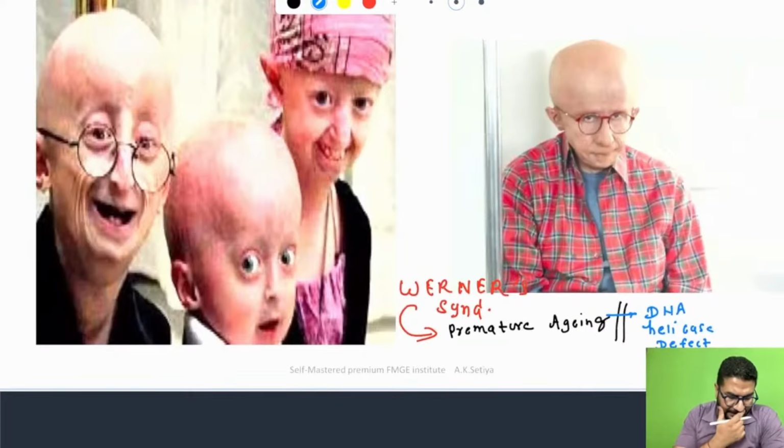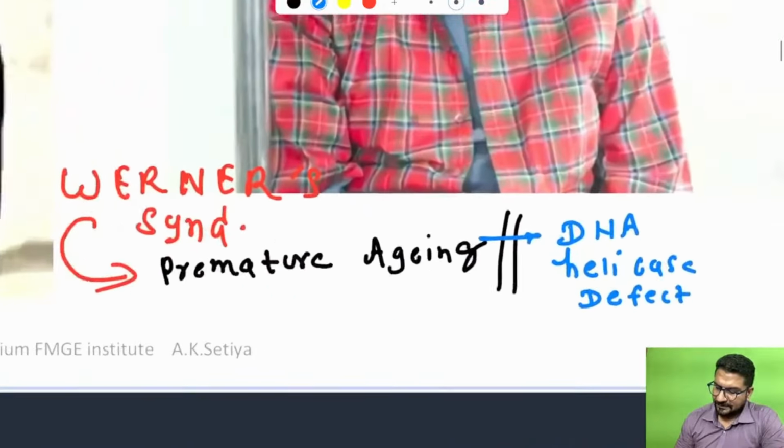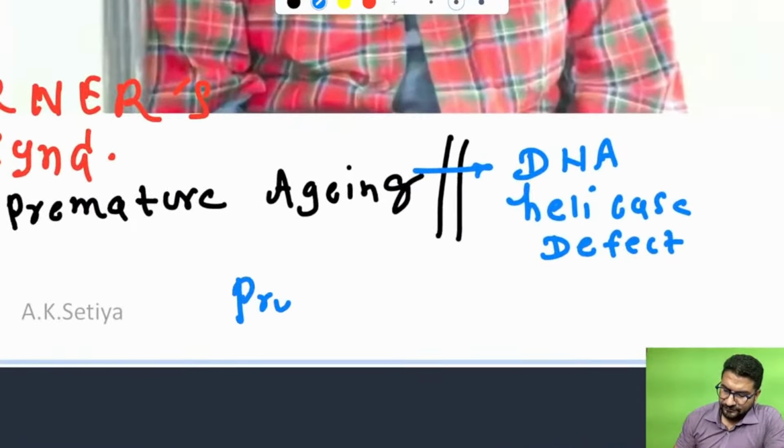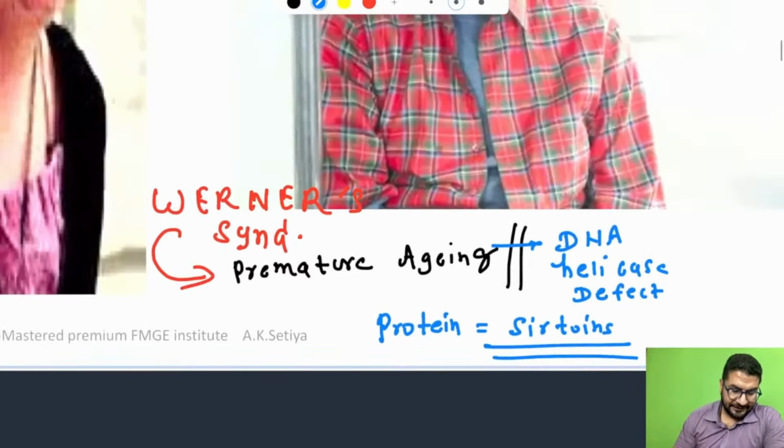Then lastly, I can say aging is mediated by a family of proteins. That protein is called sirtuins. Just remember, proteins which participate in the aging process are called sirtuins. Actually, this gets mutated, right? The sirtuin is something which gets mutated. That's why we age. So sirtuin is protective.